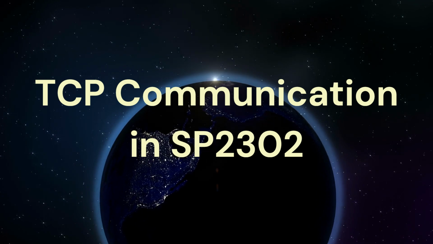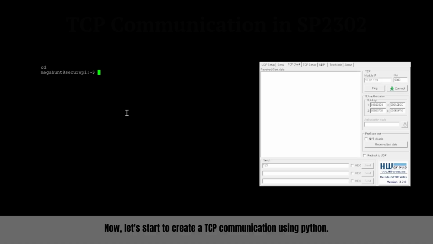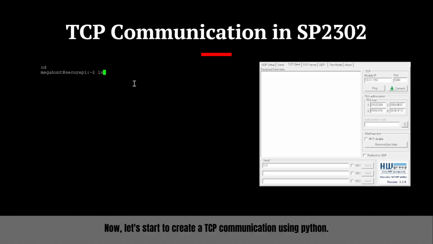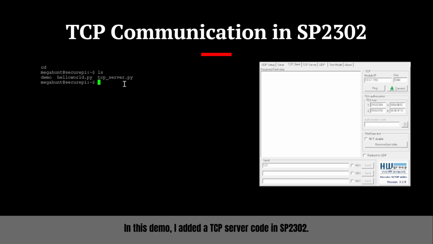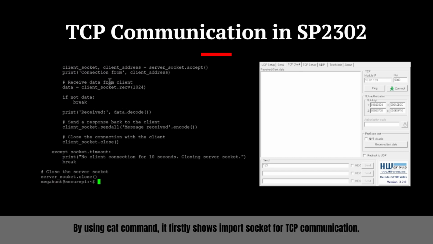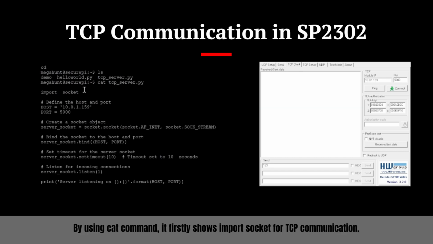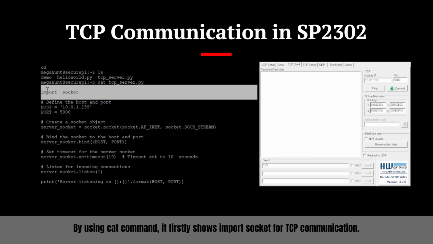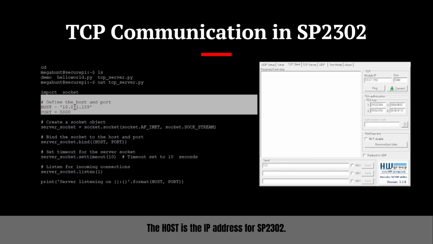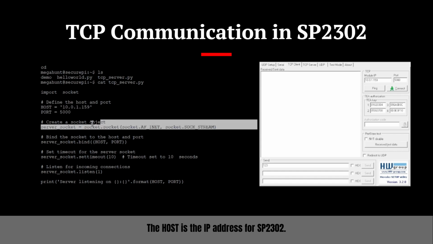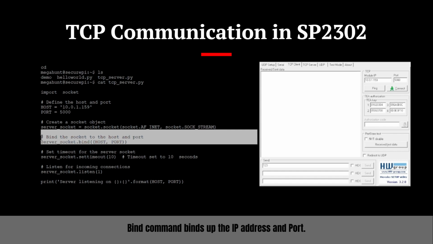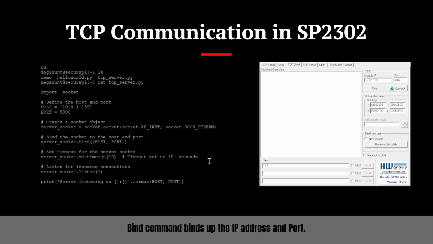TCP communication in SP2302. Now, let's start to create a TCP communication using Python. In this demo, I added a TCP server code in SP2302. By using the cat command, it first shows import socket for TCP communication. The host is the IP address for SP2302. The socket has been created using the socket.socket command. The bind command binds the IP address and port.